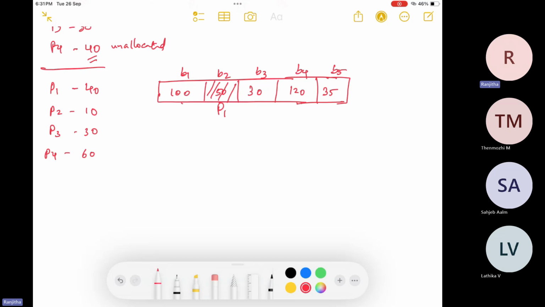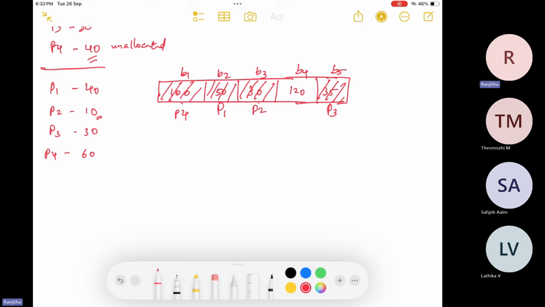Now P2 requires 10. So we have 100, 30, 120, and 35 available. Which is the best fitting one? The best fitting one is 30, so P2 will occupy this. Now P3 is 30. P3 can occupy 100, 120, or 35. Since this is best fit, P3 will occupy 35. Now P4 will have 100 and 120, so P4 will occupy 100. So this is how the best fit strategy works.